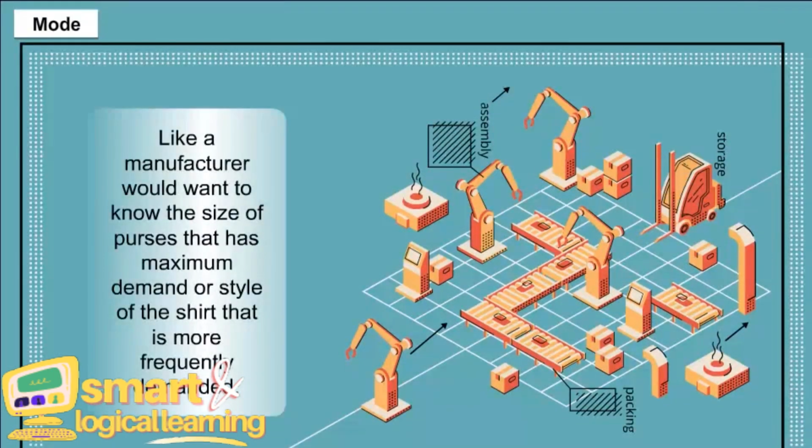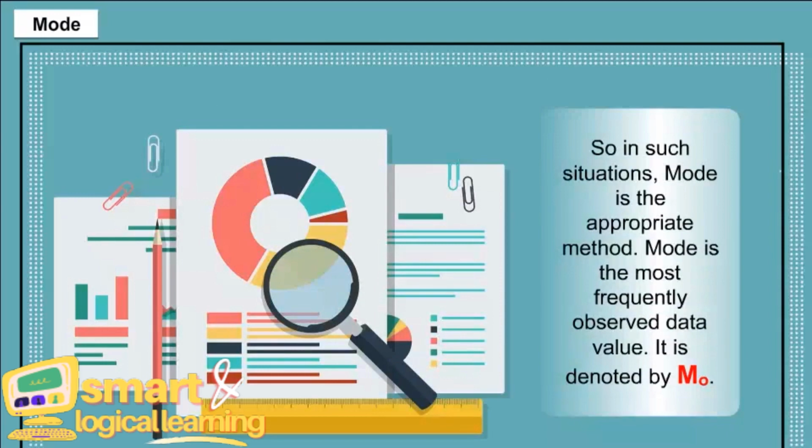Like a manufacturer would want to know the size of purses that has maximum demand or style of the shirt that is more frequently demanded. So in such situations, mode is the appropriate method. Mode is the most frequently observed data value. It is denoted by MO.